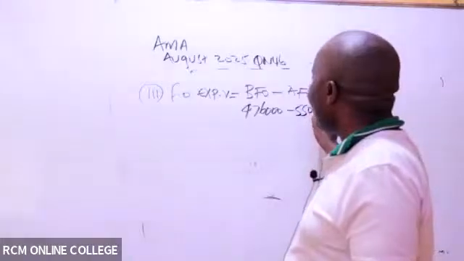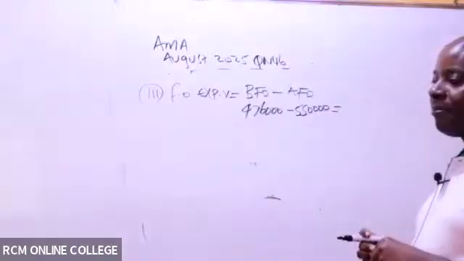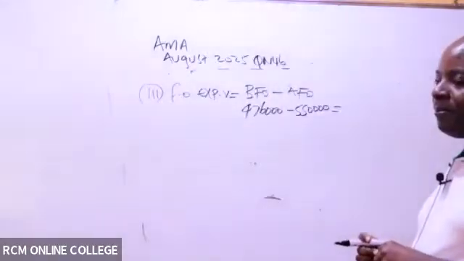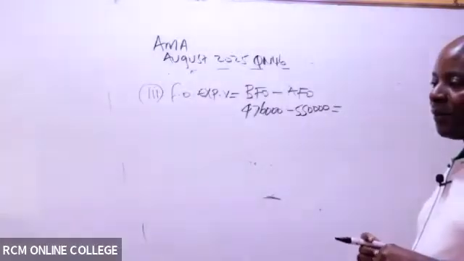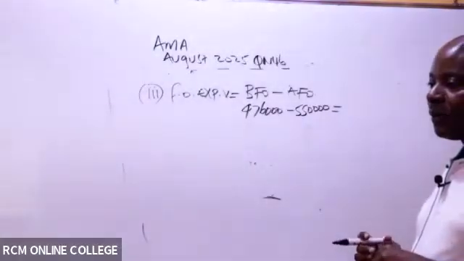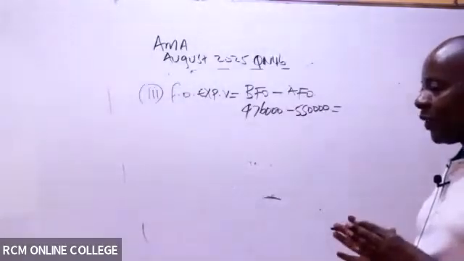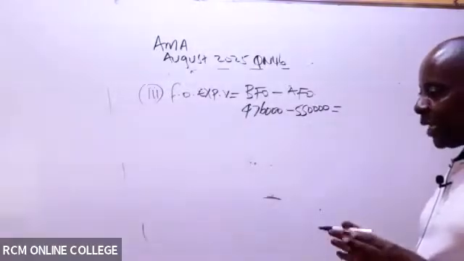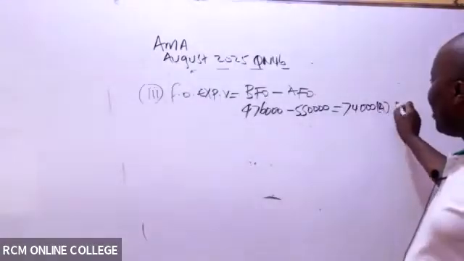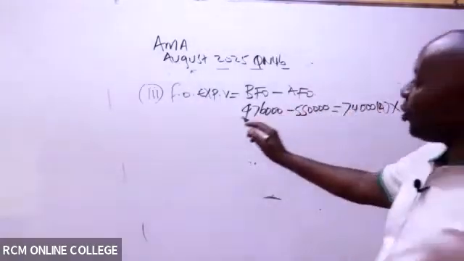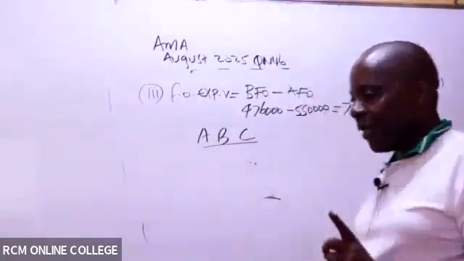Ordinarily, this is what I would have done. Please give me an answer here. Ordinarily, I would have taken budgeted fixed overheads minus actual fixed overheads, which gives me 74,000 adverse, isn't it? But this will be wrong because they have told us to use activity-based costing. That is where the difference comes in.